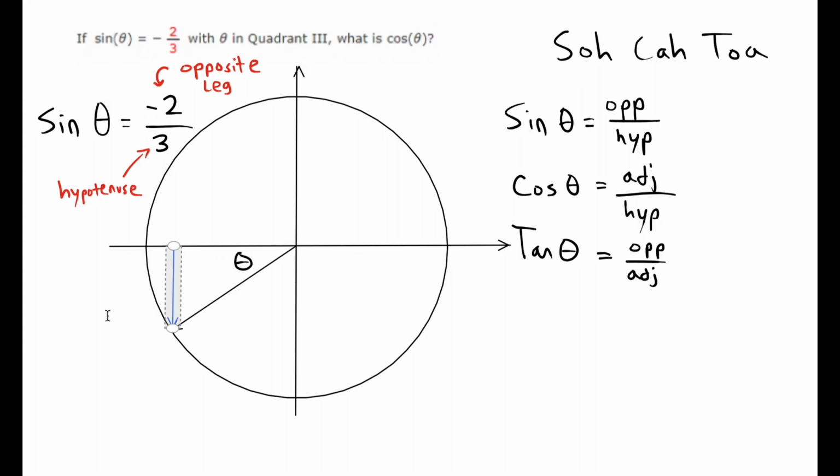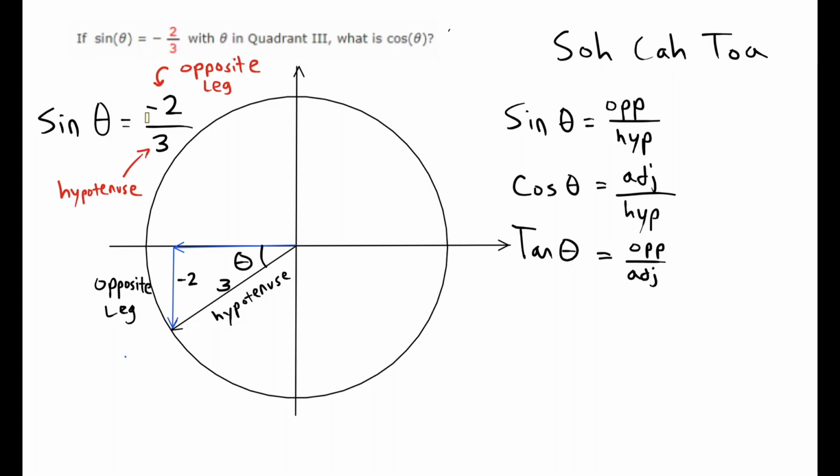So that's one of them. Here's another one. Alright, so if that's my theta, then it's clear that this is the hypotenuse, and the opposite leg is going to be the one that's far away from theta. And so you want that opposite leg to be a -2, whereas the hypotenuse is a 3.